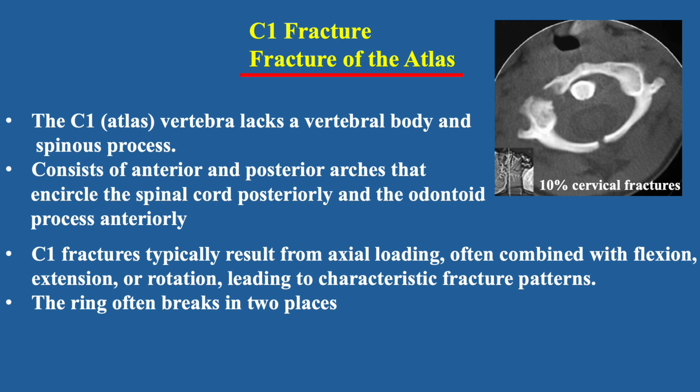C1 fracture. C1, known as the atlas, lacks a vertebral body and spinous process. Instead, it consists of anterior and posterior arches that encircle the spinal cord and connect to the odontoid process. C1 fractures typically result from axial loading. The ring often breaks in two places. C1 fractures account for approximately 10% of all cervical spine fractures.